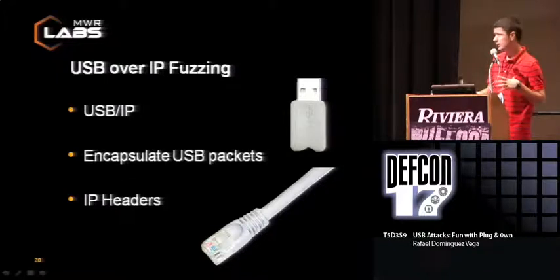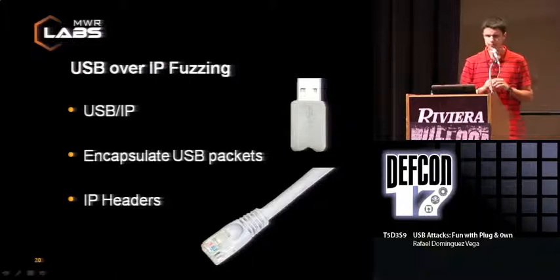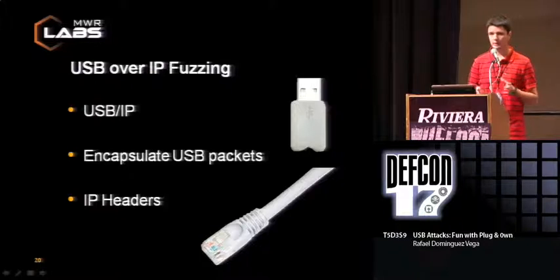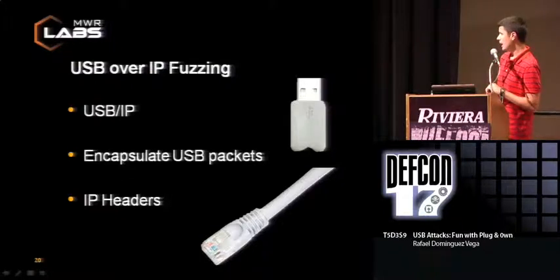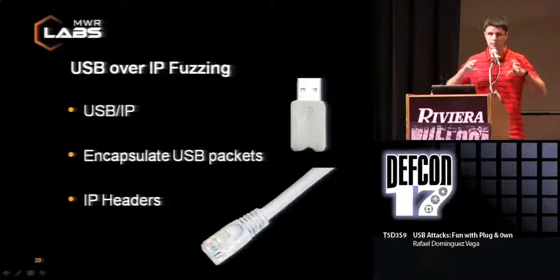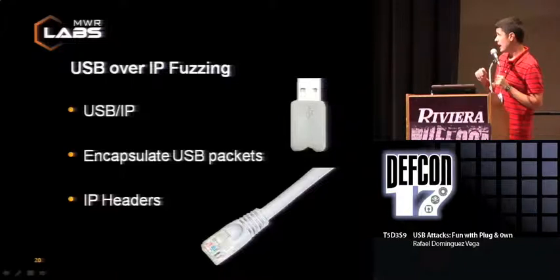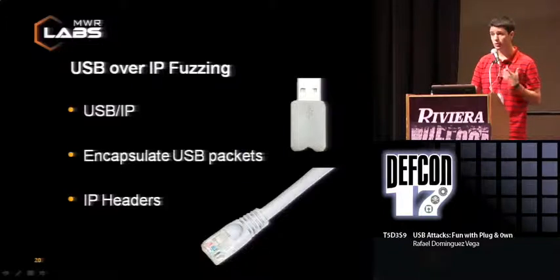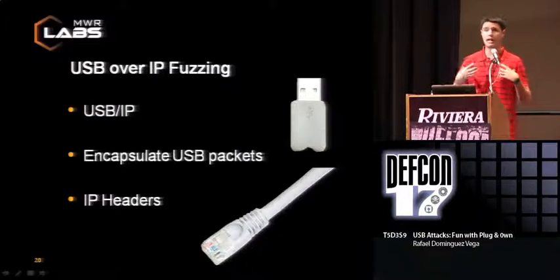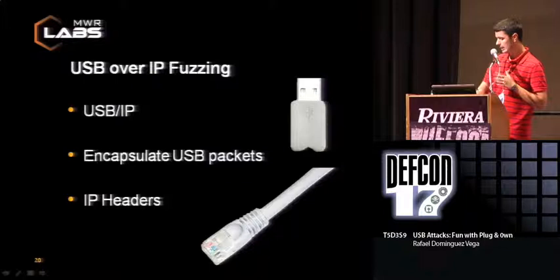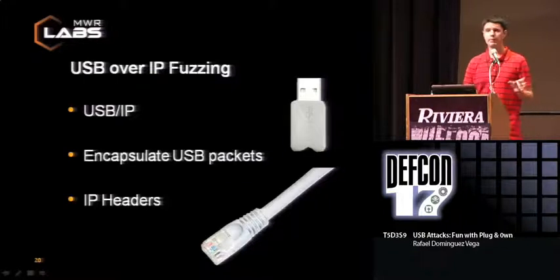So we took a second approach, USB over IP, with the aim of overcoming some of the problems that we found in the previous approach. The idea is to get USB packets and send them over the network to the target system. For that, we looked at a Linux module called USB IP, which allows you to legitimately share USB devices over the network. So we looked at this module and we got a couple of Wireshark captures. We saw what was being sent.